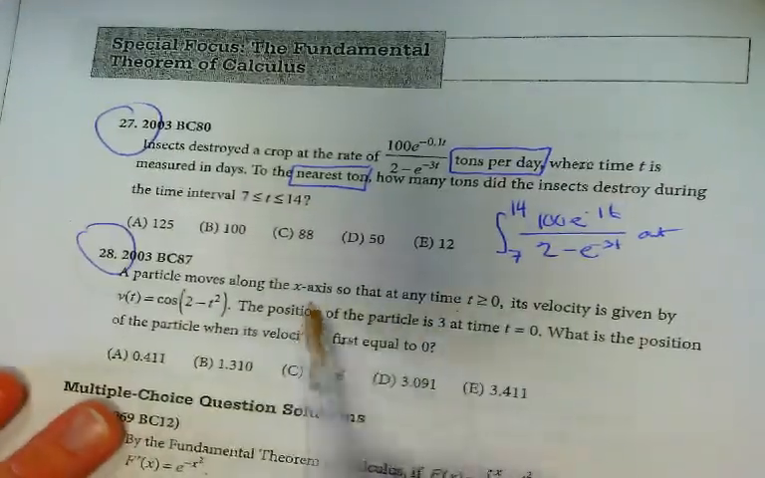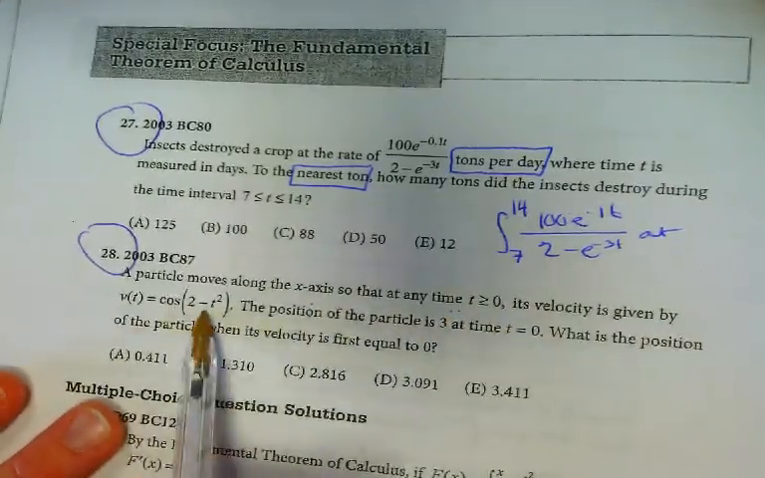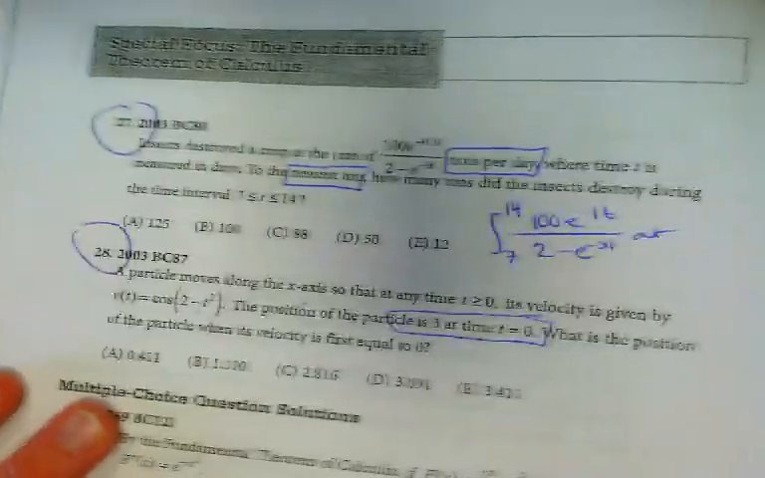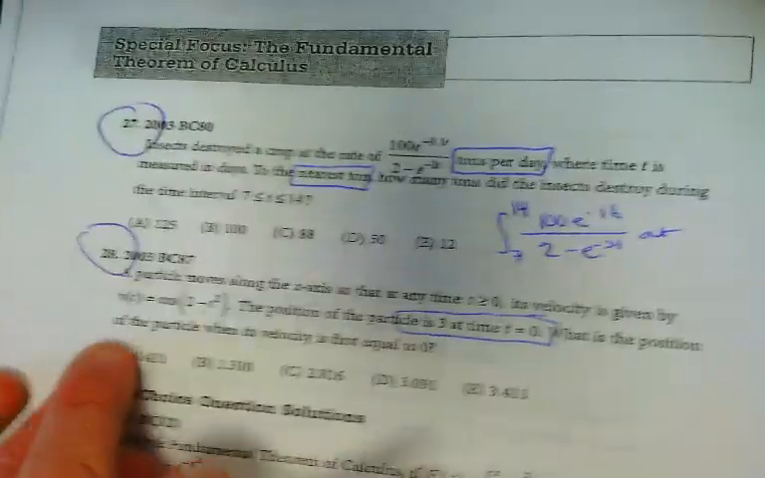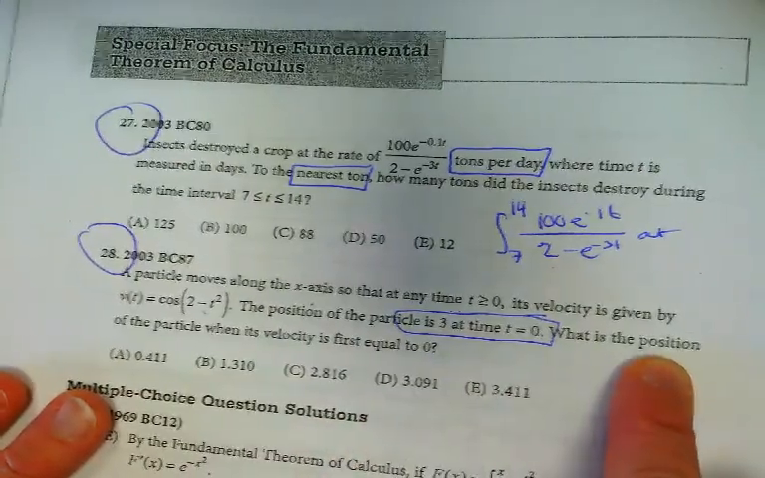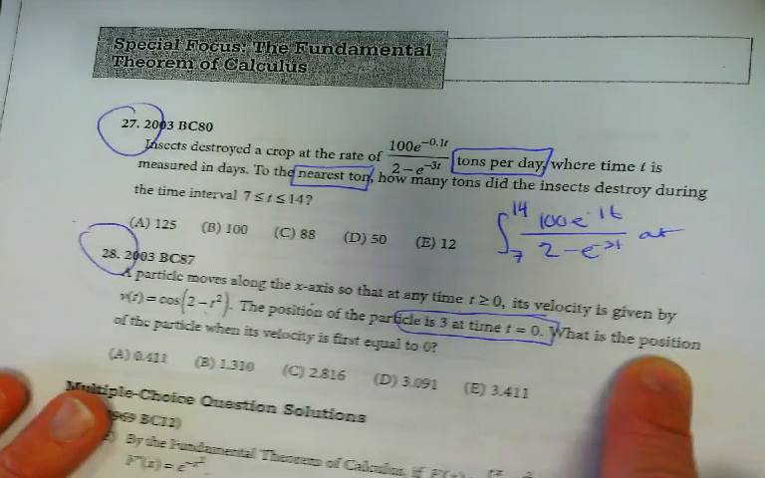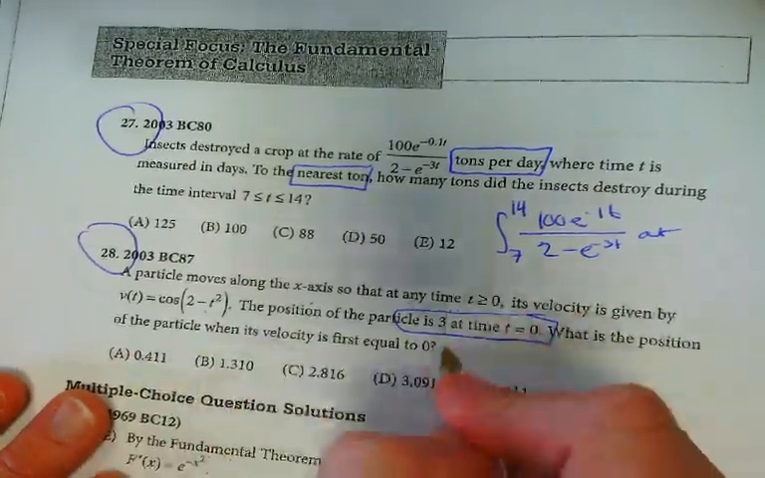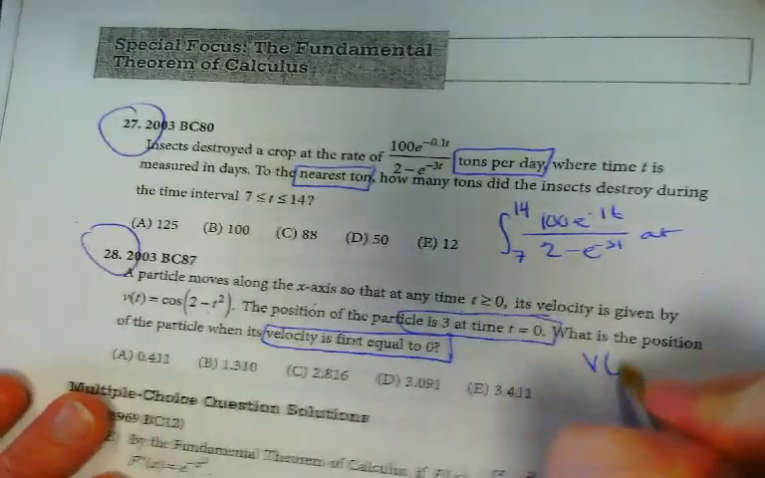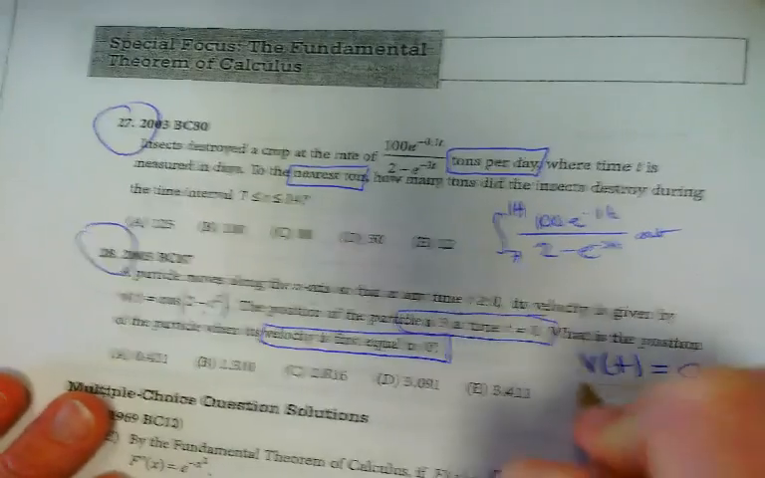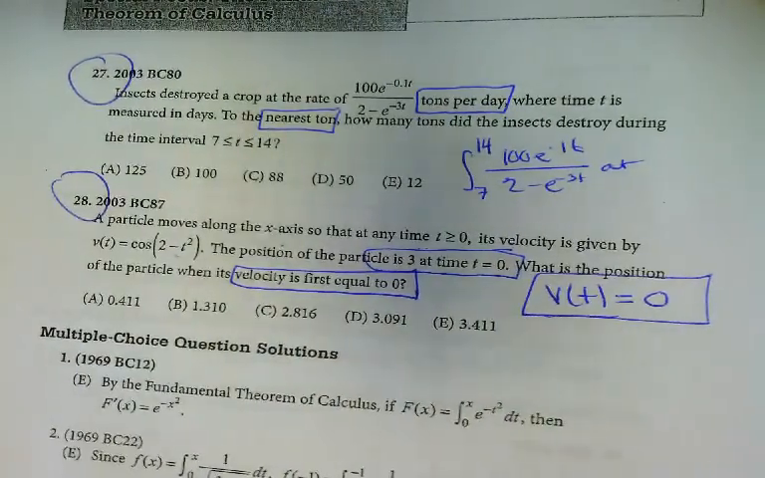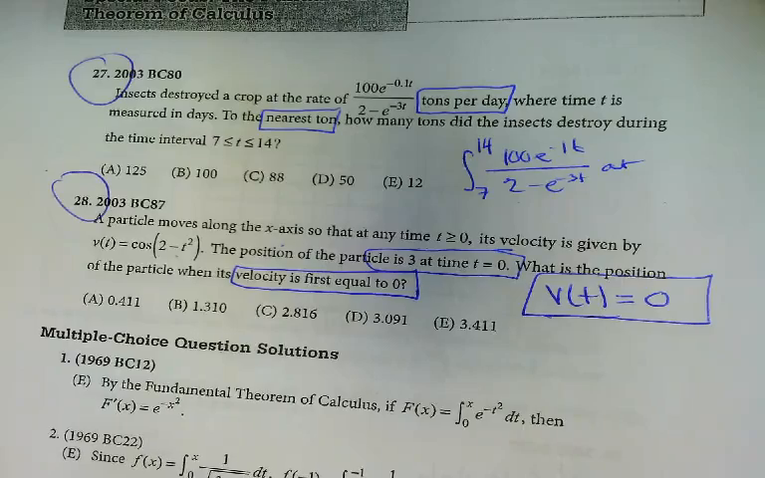28. A particle moves along the x-axis given its velocity is this. The position is 3 at t equals 0. So again, there's that initial condition. What is the position when the velocity is first equal to 0? So do I know what the position is right off the bat? No, I have to figure that out first. The first thing I want to do is set my velocity equal to 0. And again, it's graphing. You're solving this graphically. Throw that in your y equals and find when the velocity first hits 0.